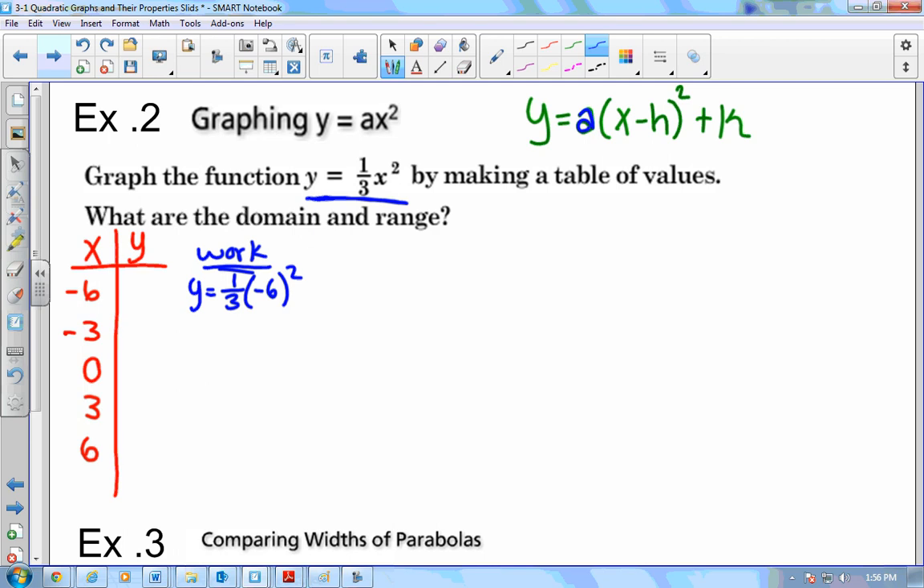Gerardo, what do we do first to simplify this? Please excuse my dear Aunt Sally. Do we have parentheses, exponents, multiplication, division, addition, subtraction?